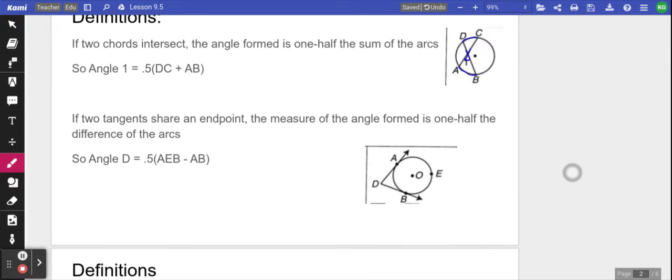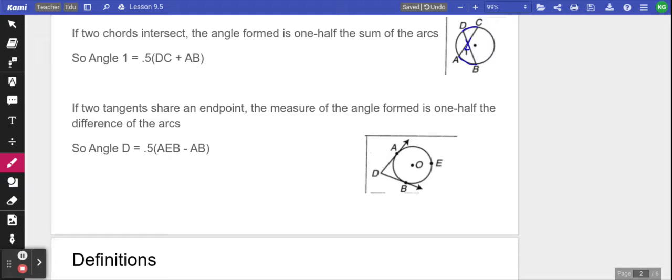The next one says if two tangents share an endpoint, the measure of the angle formed is 1/2 the difference of the arcs. So we're talking about angle D right here, and they're saying it's half of the difference. So I take AEB minus AB, and half of it would equal angle D.